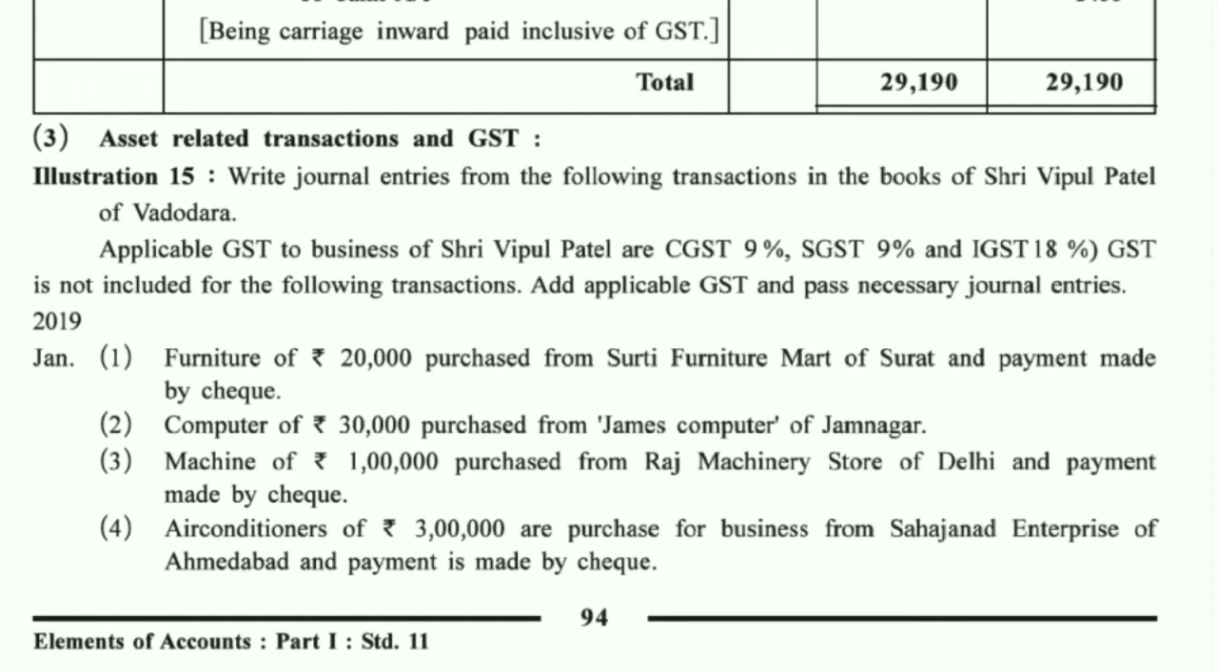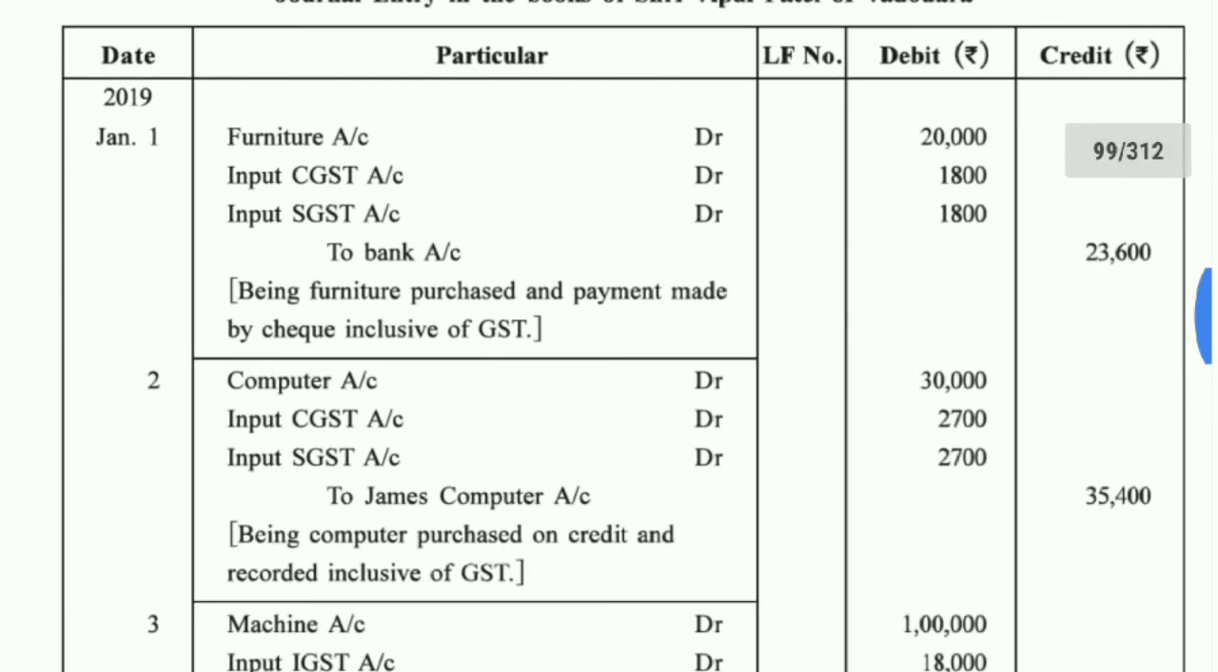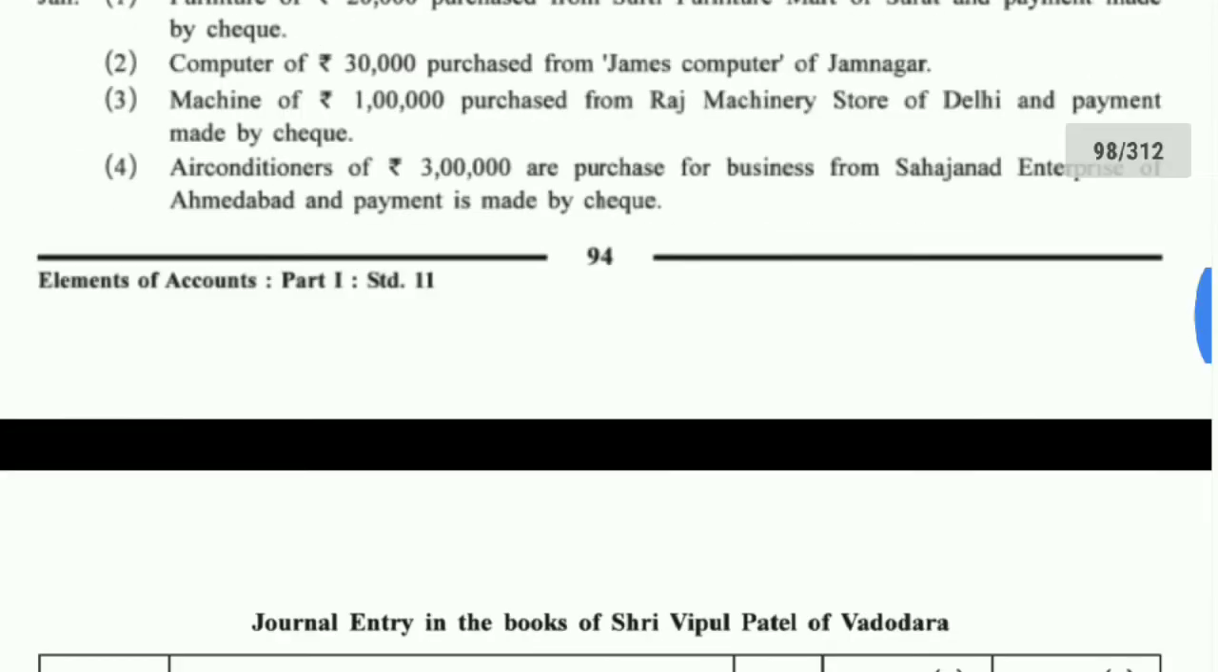So furniture account debit, input CGST account debit, input SGST account debit to bank account. Let me check. I hope it is very much clear. On 20,000, add 9% CGST and 9% SGST, then the total amount I have paid by check.